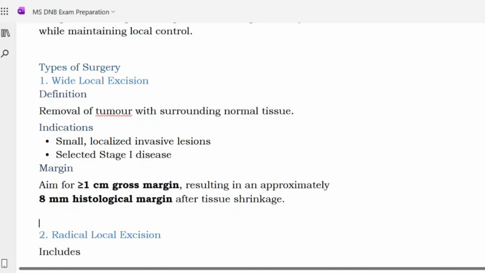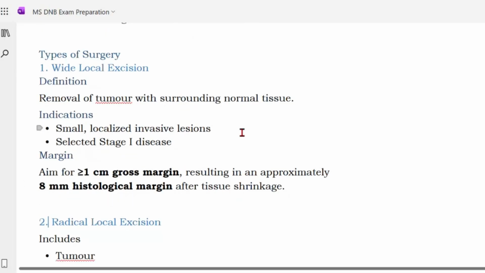So we have to aim for a gross margin of more than or equal to 1 centimeter, so that when you put the tissue in formalin, there will be shrinkage of this tissue, still giving at least an 8 millimeter histological margin after the shrinkage. So histologically, you should get at least an 8 millimeter margin. Then you say that this is adequate and this is wide local excision. Otherwise, this is not wide local excision. So you have removed it completely, but if the margin is less than 8 millimeter histologically, then to get a histological 8 millimeter, you need to remove more than 1 centimeter margin surgically.